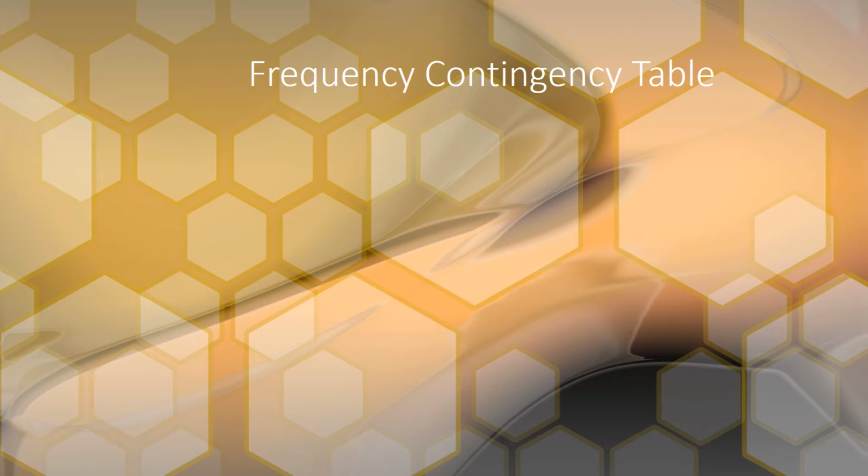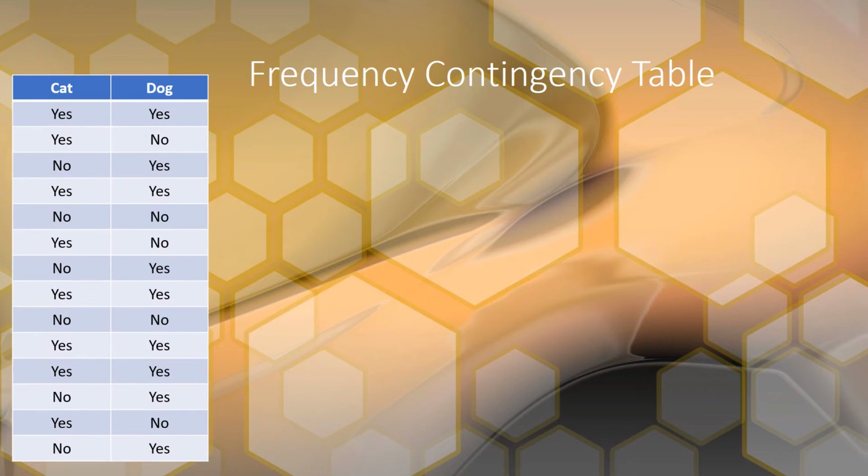Alright, on this slide I'm going to talk about how to make a frequency contingency table. Remember, frequency just means a count or the number in each category. And remember, contingency table is for when there's more than one variable. So it has to be at least two variables, and we're just going to talk about the case where there's two variables. Here's our data. We have two variables. One is called cat and the other is called dog.